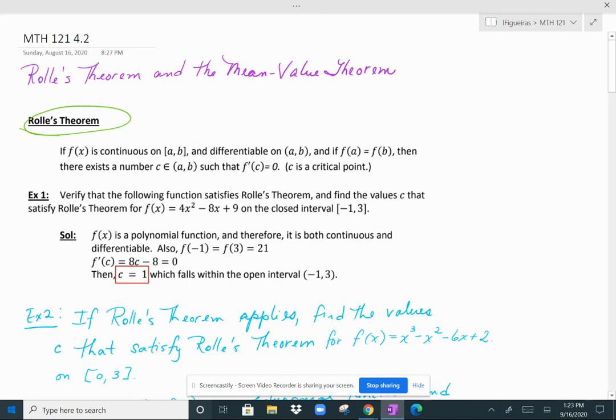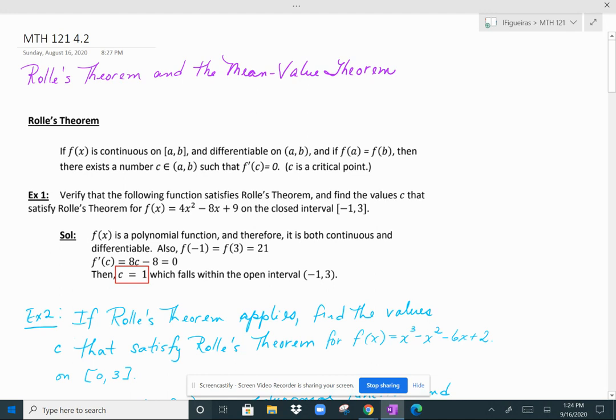Rolle's theorem states that if f of x is continuous on a closed interval from a to b, and it's differentiable on the open interval from a to b, and if f of a equals f of b, then there exists a number c, which is an element in the open interval from a to b, such that f prime of c equals 0. Remember, when we're able to solve this equation, f prime of c equal to 0, we call that value c a critical value or critical point.